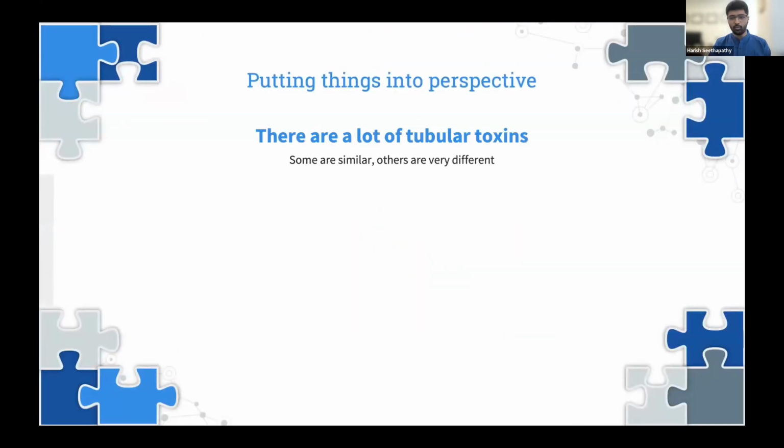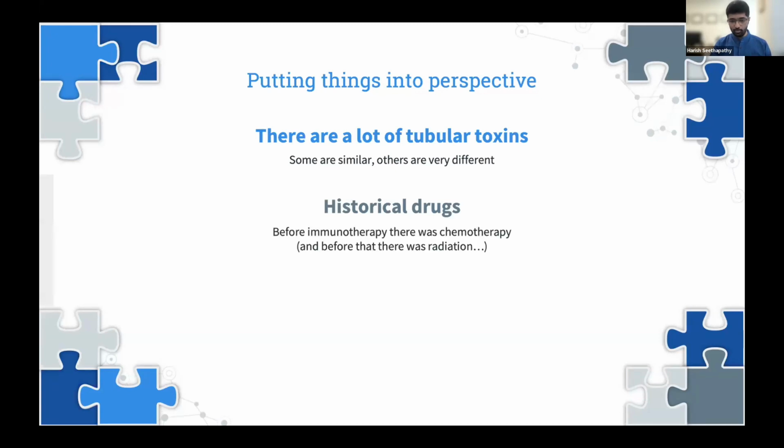So when we do that, I want to state that there's a lot of tubular toxins. Some are very similar, but others can be very different in the way that they affect the proximal tubule. These are historical drugs. Many of the drugs that affect the tubule are part of the very first drugs that came on the market to actually treat cancer. Before immunotherapy, there was chemotherapy, and before that, there was radiation. But chemotherapy is really the first advent of the whole field of oncology. So I think it's kind of important to compare them.